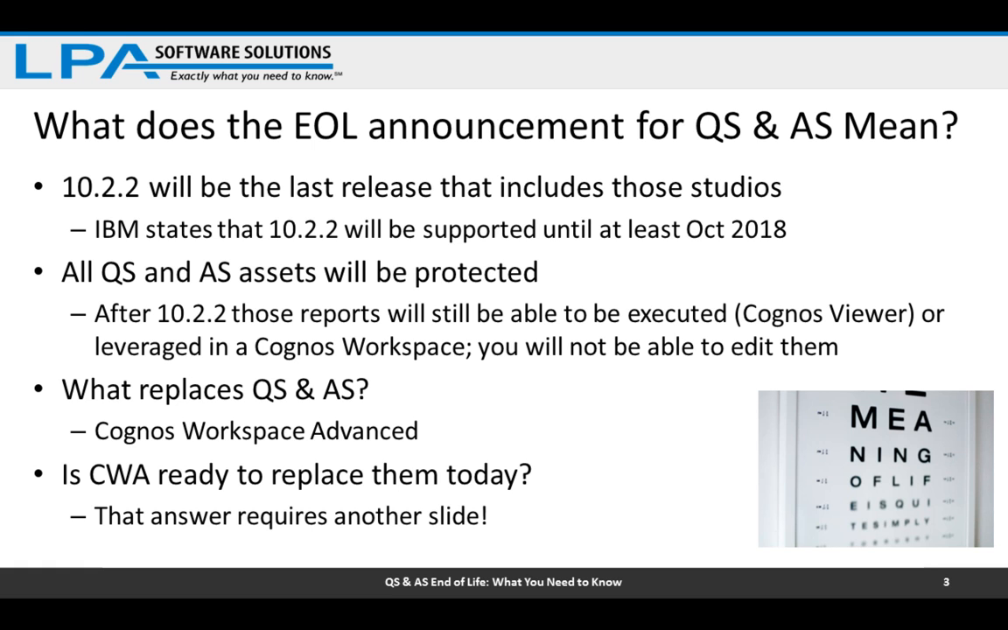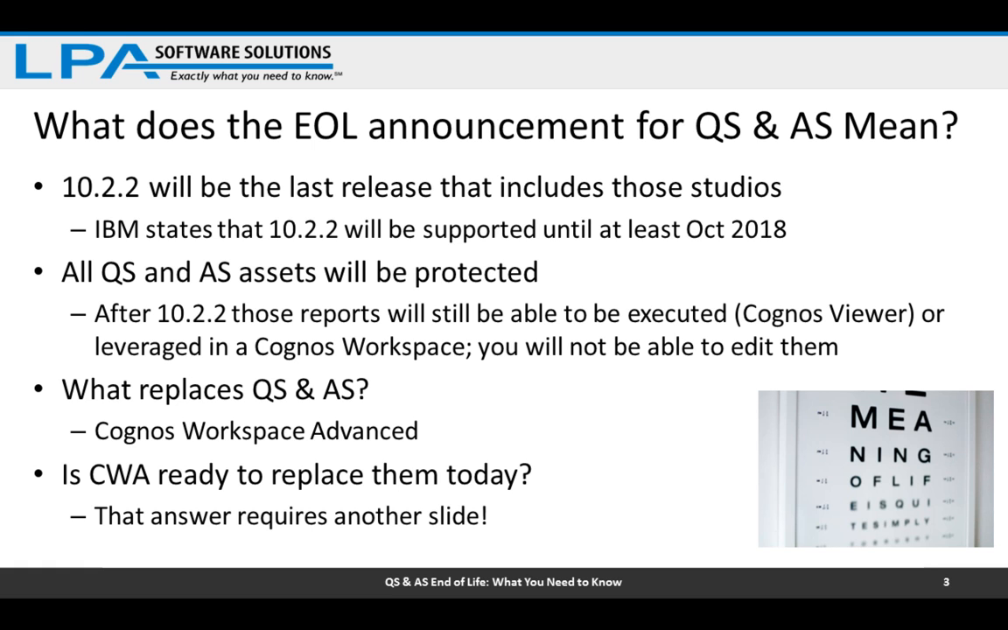IBM states in the frequently asked questions about this end-of-life announcement that all of the Query and Analysis Studio assets that you've created will be protected. So what that means, based on my understanding of the FAQ, is that those reports will still be runnable. You'll be able to run them in a Cognos viewer. So you can run them, you can schedule them, you can distribute them just like you can today. And you can use the contents of them in a Cognos Workspace, but you won't be able to edit them.